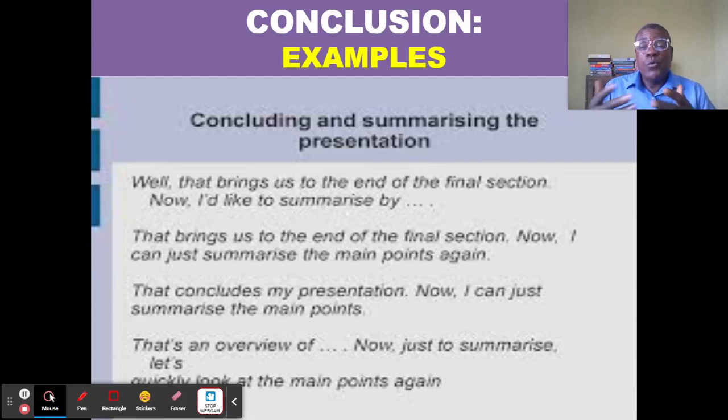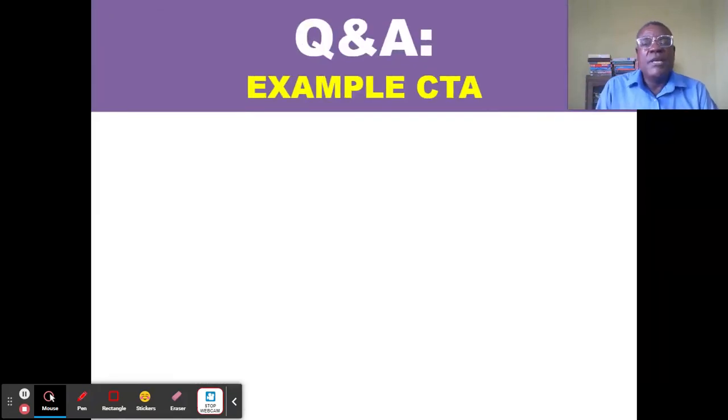For example, well, that brings us to the end of the final section. Now, I would like to summarize by, or you can say that brings us to the end of the final section. Now, I can just summarize the main points again. Another way of concluding is that concludes my presentation. Now, I can just summarize the main points. Okay, so there are different ways of concluding.